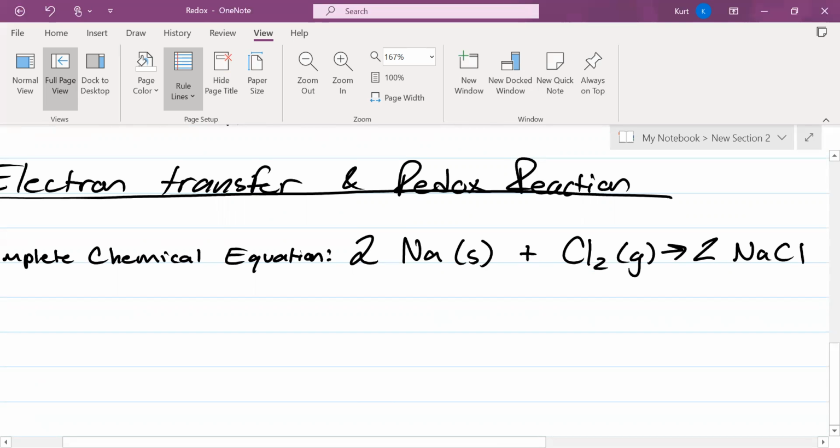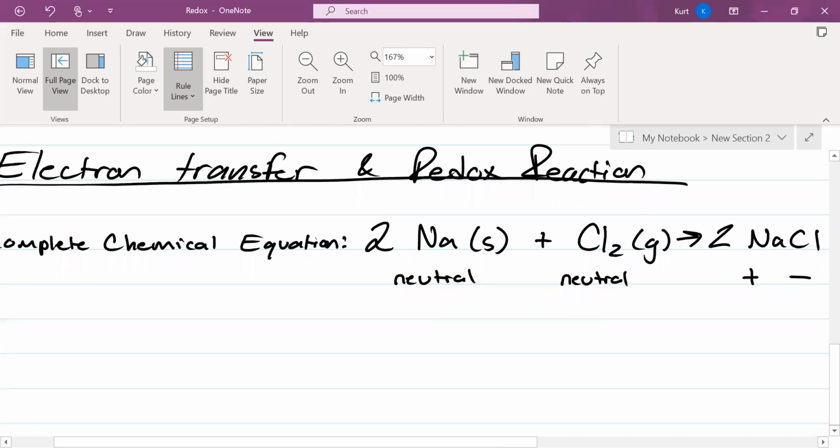But if we were to do the net ionic equation, I want you guys to notice something here. This sodium here is neutral. This chlorine gas is neutral. How in the world does sodium chloride come to be if they're both neutral? Well, when you bring them together, they will have a charge, and they have opposite charges. Sodium has a positive charge. Chloride has a negative charge. They're going to balance each other out by attracting each other. So this is known as a net ionic equation.